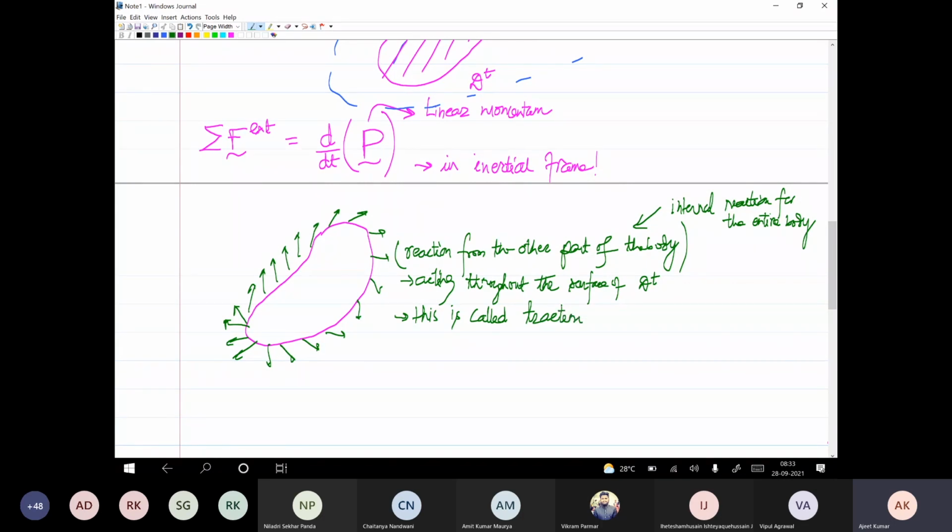This internal reaction, as far as the entire body is concerned, is like an internal reaction. When you cut an internal surface, one part of the body is applying something on the other part. So that force is traction, okay? It has a unit of force per unit area. It's a very important force, and we'll call it T. So it has the unit of pressure.